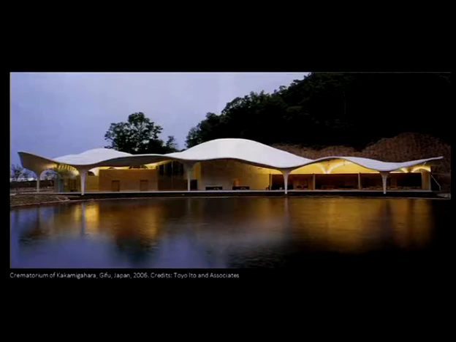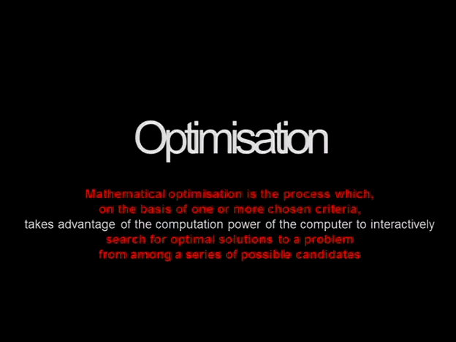So it's another process, and this is the definition of this process. Again, these are all definitions I'm making myself, but somehow it's a synthesis of what I could find around. Mathematical optimization is the process in which we search for optimal solutions to a problem from among a series of possible candidates. The way we do that is on the basis of one or more selection criteria.